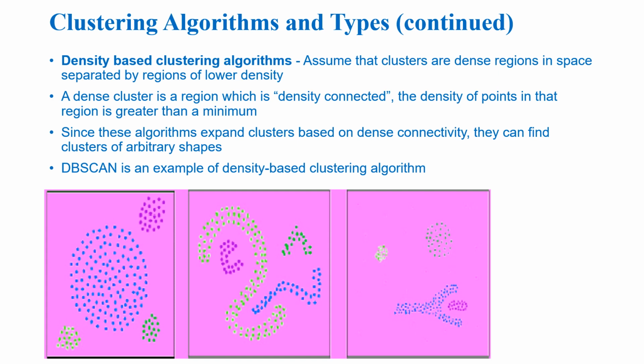And you can see some examples here, especially in the center there. Some of the algorithms such as k-means, I think, might have a harder time with that. So again, DBSCAN is an example of a density-based clustering algorithm.